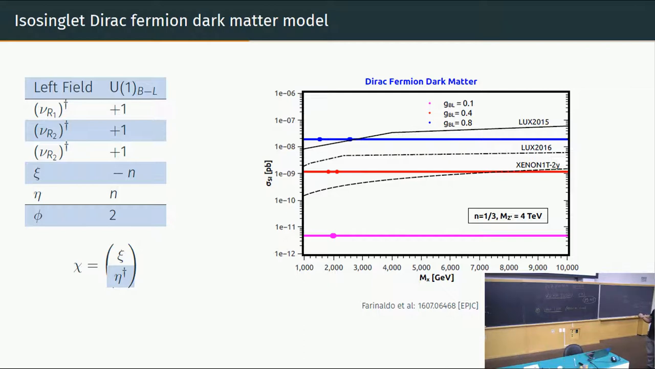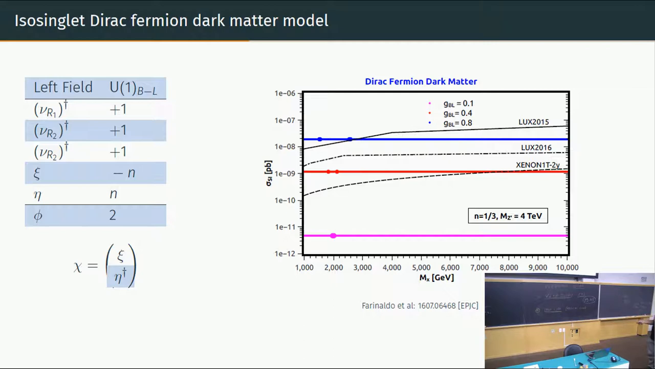In this case, the interaction is through the Z prime related to the B minus L symmetry. And this scalar is the one that allows for right-handed neutrino masses and the seesaw and so on and so forth. So in this kind of scenario, you can have the usual seesaw mechanism. And in principle, you can guarantee the stability of the fermion dark matter if you choose properly the free charge. For example, if you assign fractional values to this charge, automatically the fermion is stable. So this is well studied in the literature, for example, by Farinaldo et al.